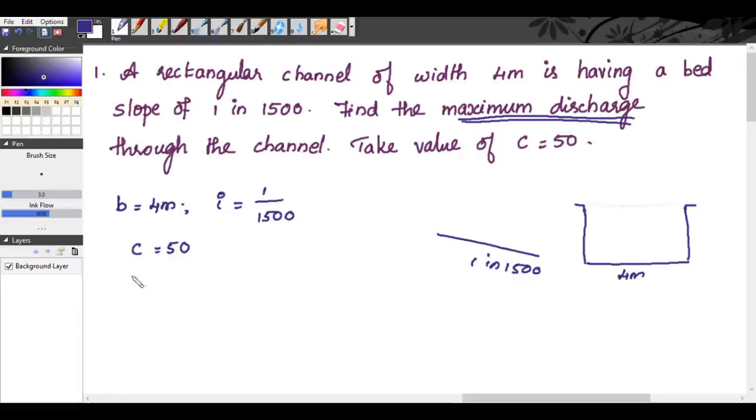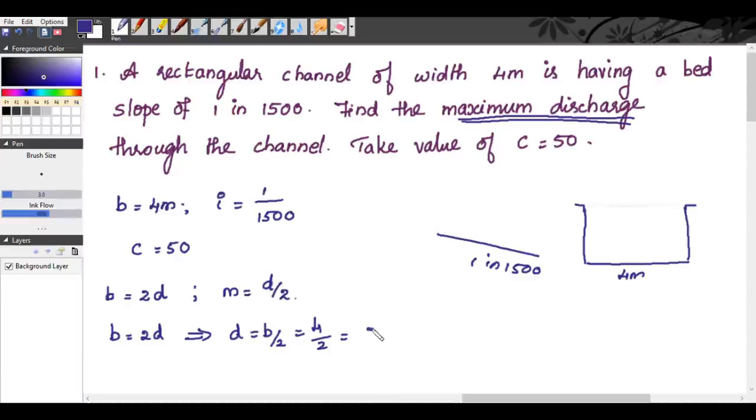So we know the condition for a rectangular channel, most economical rectangular channels, the conditions are B is equal to 2D, right? B is equal to 2D and m is equal to D by 2. So by taking B is equal to 2D, from this we get D is equal to B by 2. So B is 4, 4 by 2 we get D is equal to 2 meter. Right? So D is equal to 2 meter.